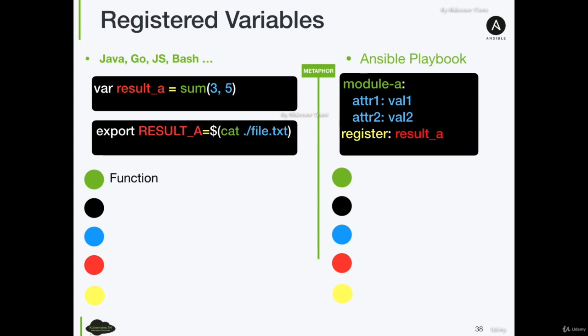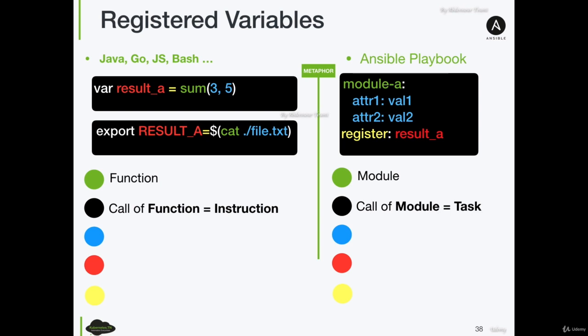The green color presents the function at the left and the module at the right, which is the alternative in Ansible. The similarity here is that the function must exist before calling it. The same in Ansible, the module must be available before using it in a task. The black color is about the whole block. At the left we have an instruction and at the right we have a task.